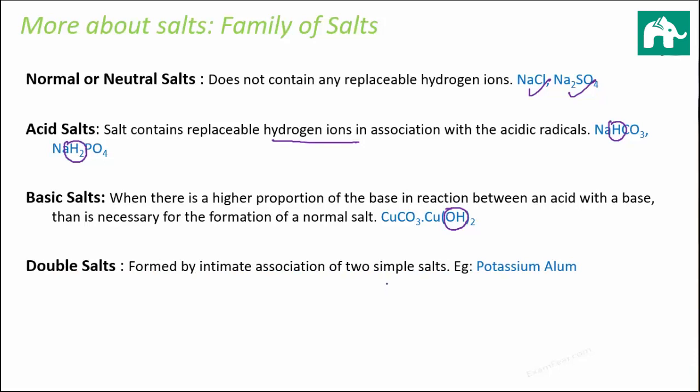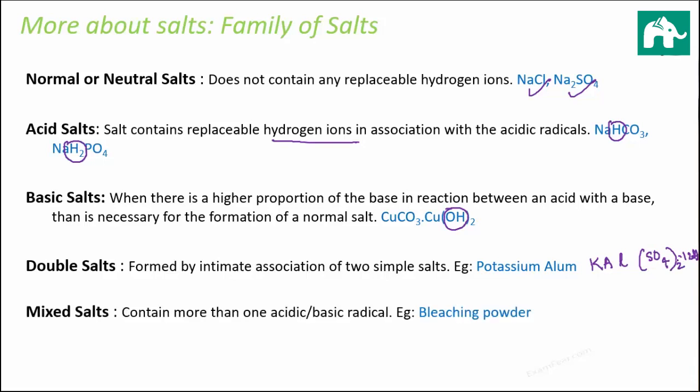Double salts are formed by association of two simple salts. So when two simple salts combine together, they form a double salt. For example, potassium alum. If you look at the formula of potassium alum, it is somewhat like this: K2SO4.Al2(SO4)3.24H2O. So that's potassium alum.